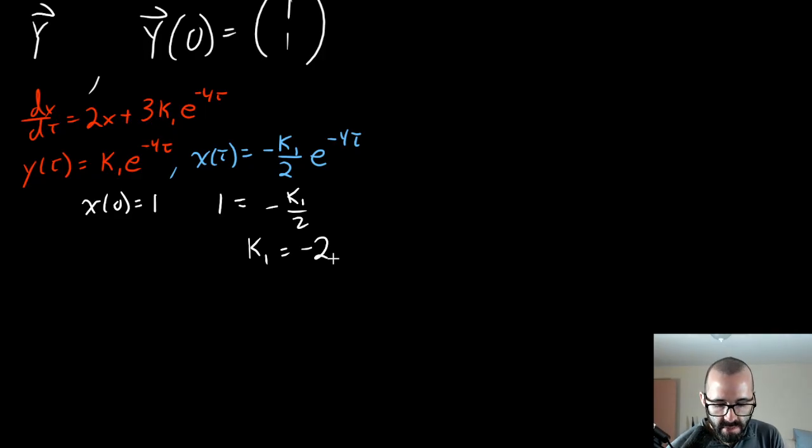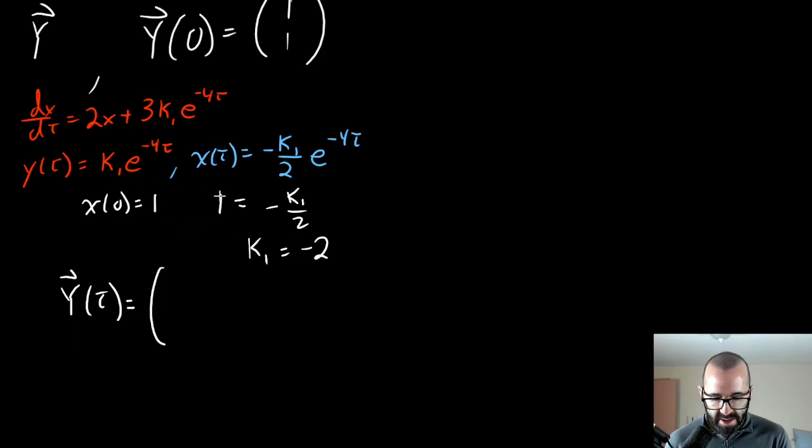Okay. So we have our solution, right? No. Because k1 equals negative 2, right? We do have a solution, just not to the initial value problem. We found that y of t, right, is, let's see, k1 is negative 2. So x just becomes e to the negative 4t, and y becomes negative 2 e to the negative 4t. So this is a solution.